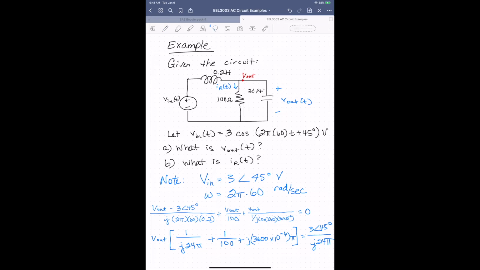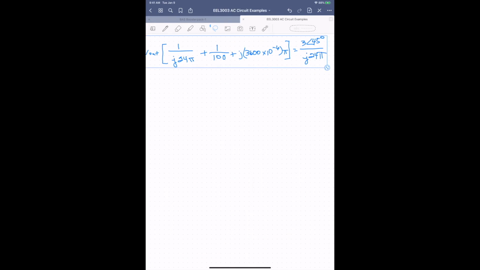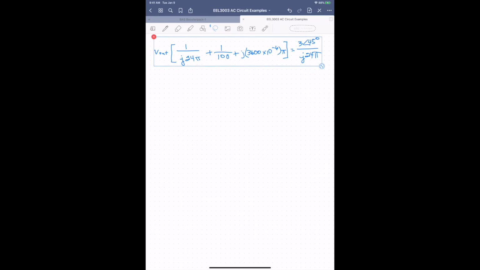So let me move this to a clean sheet of paper, or clean screen, however we want to put that, just so I can work on that, because we still have some solving to do. This would be a good time for you to get out your calculator and solve for V out, and then come back and check your answer.